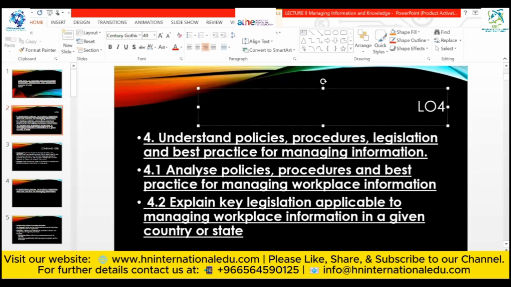Here, the command verbs are analyze and explain. Analyze is all about discussion on the negative and positive aspects as well. And explain is the explanation in detail of each and every detail or point. Analyze policies, procedures, and best practice for managing workplace information. Explain key legislation applicable to managing workplace information in a given country or state.